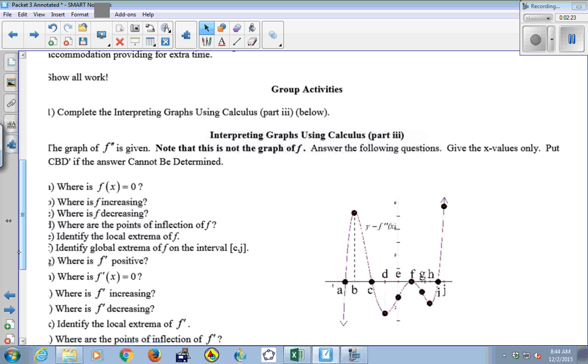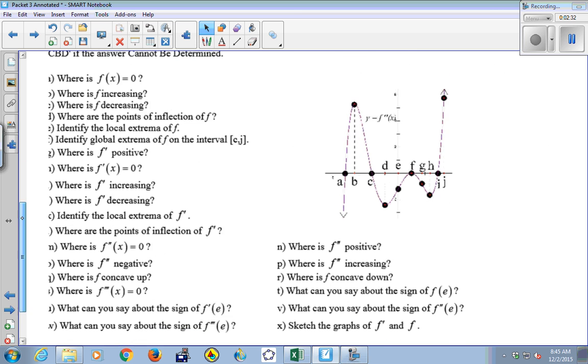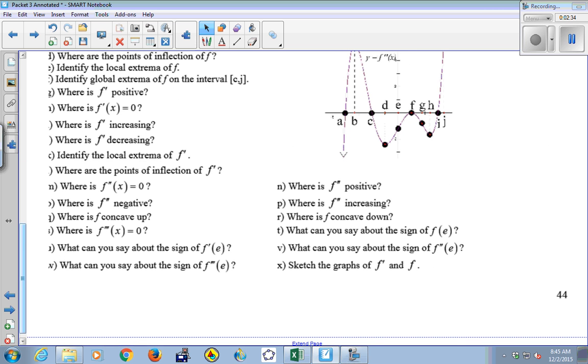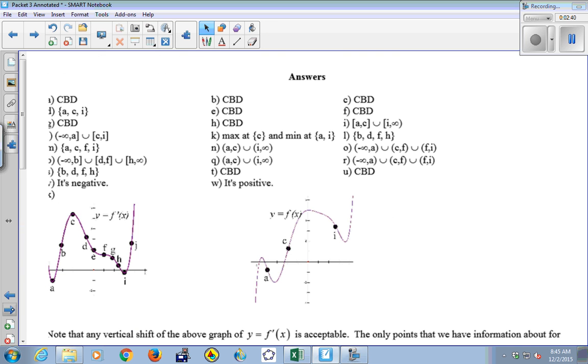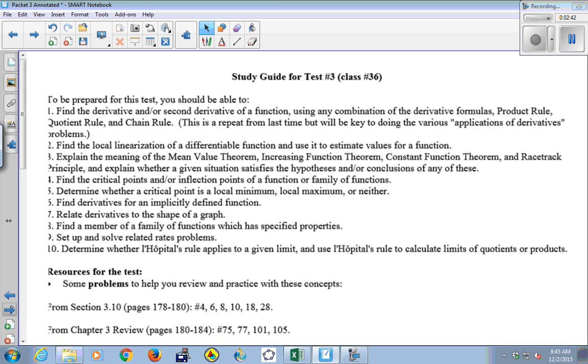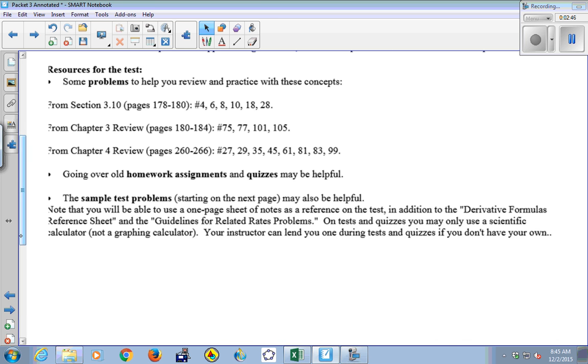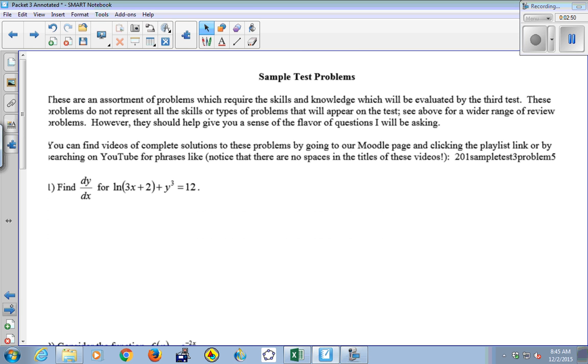Okay, so I gave you interpreting graphs using calculus part 3. You've done 2 of these already this semester. We have 1 more. This is just to sort of help you solidify some of the conceptual things that we've been studying this semester. And then after that is our standard study guide, right? The list of things you should be able to do, some problems in the textbook that you can do to help you review, and then the standard sample test problems.